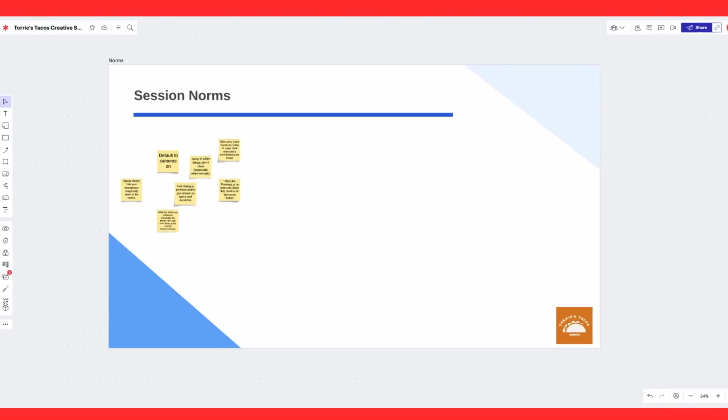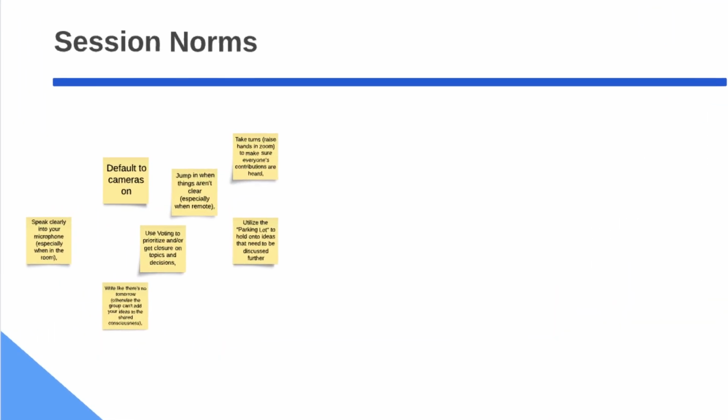Continuing with the principle, control the climate, transition to inviting participants to establish norms for the session. Communicate that session norms help build trust and create a shared commitment to the success of the session. Have a few norm ideas on the board, like everyone is muted when not speaking, default to cameras on, put away phones and other distractions, speak clearly into your microphone, especially when in the room, jump in when things aren't clear, especially when remote, write like there is no tomorrow.